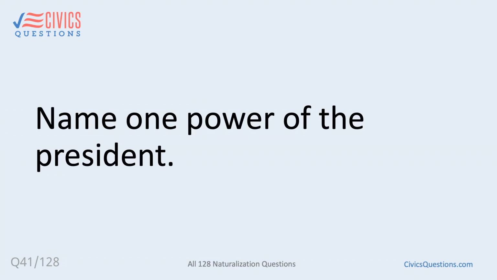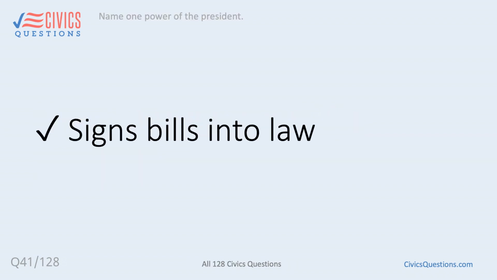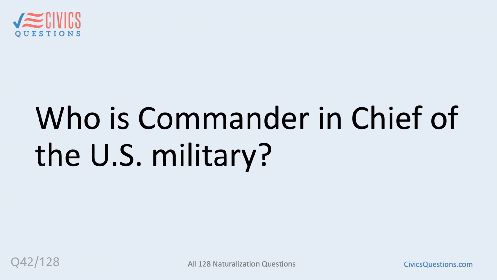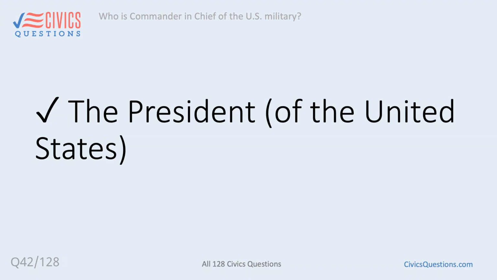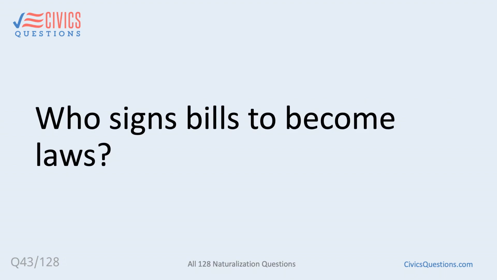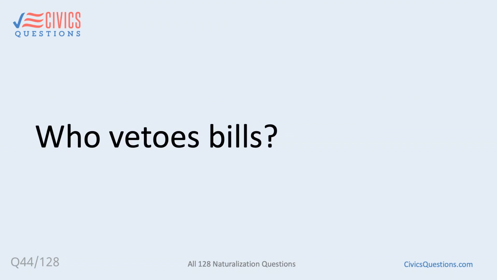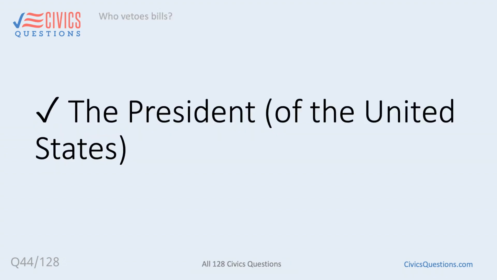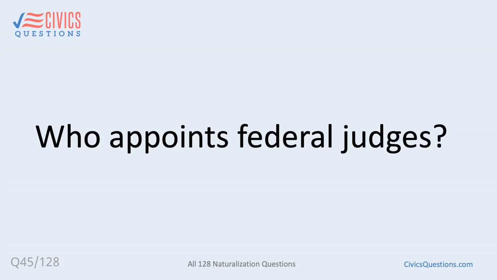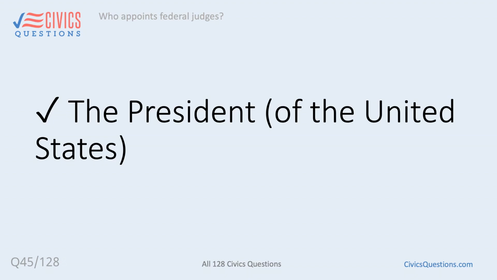Name one power of the president. Signs bills into law. Who is Commander-in-Chief of the U.S. military? The President of the United States. Who signs bills to become laws? The President of the United States. Who vetoes bills? The President of the United States. Who appoints federal judges? The President of the United States.